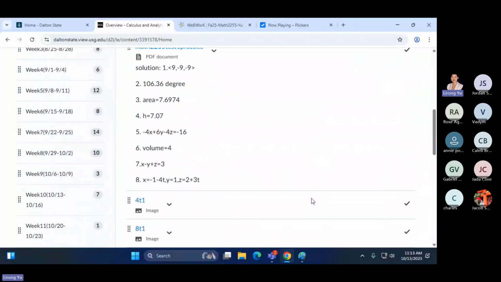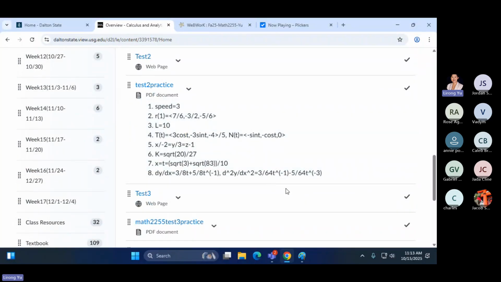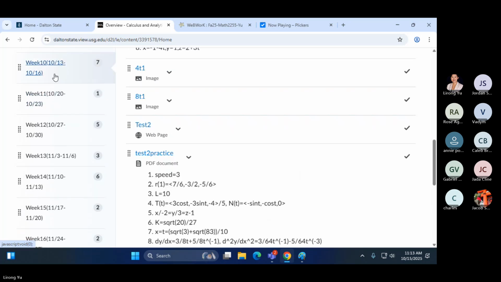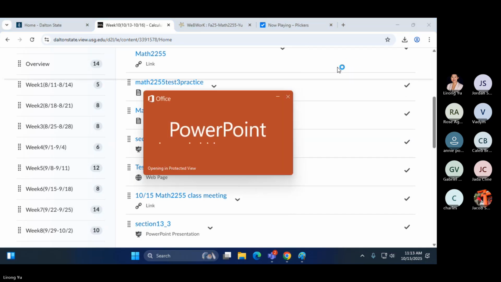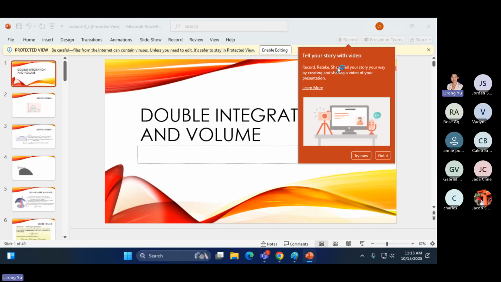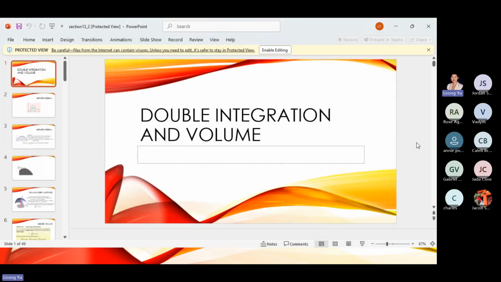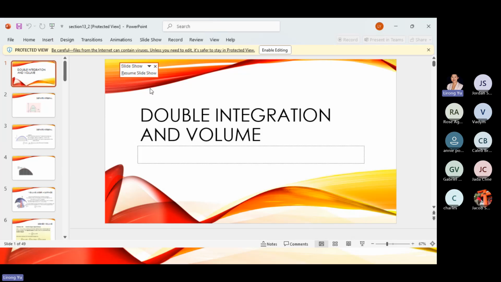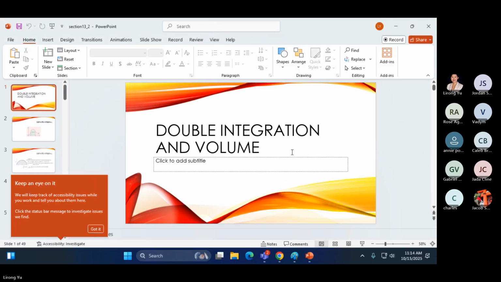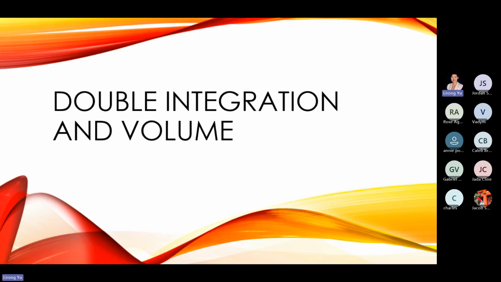It's basically integration with multivariate functions. In 13.1, we were looking at iterated integrals and also at how to calculate area using double integration. Now in this section, 13.2, we're doing volume calculation with double integration.